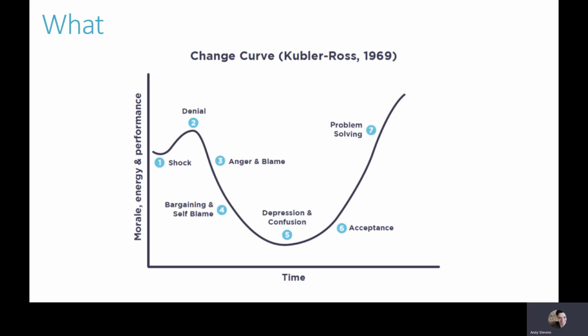So what is it? There's a number of versions. This is one of the more typical ones out there. Along the left-hand axis there's morale, energy, and performance, which peaks initially after the change is announced, but then drops quite dramatically and then increases. That's over time. And then there's a number of stages that people work through. They go through shock when they first hear, then some denial, and move towards anger, bargaining, and confusion as they dip at the bottom. Then as they start to go up again on morale, energy, and performance, they go through stages of acceptance and problem solving.